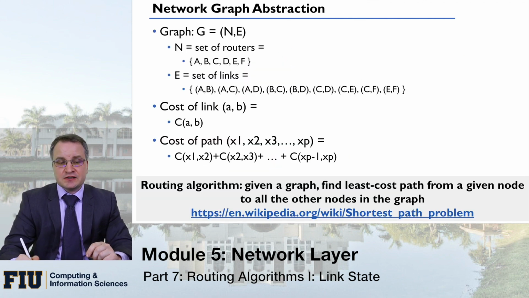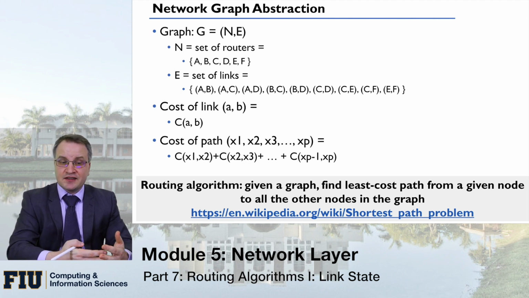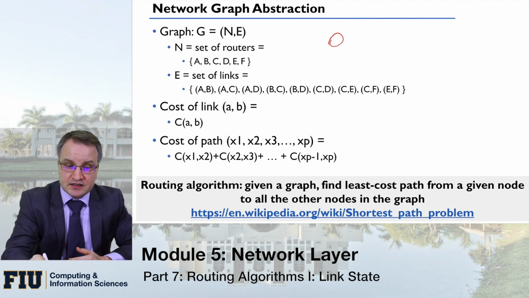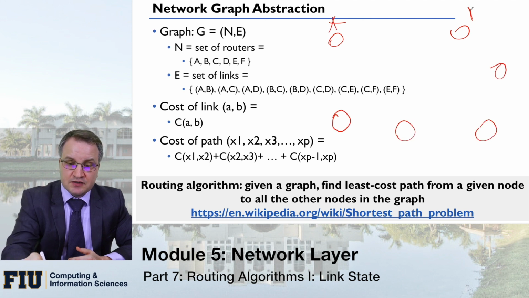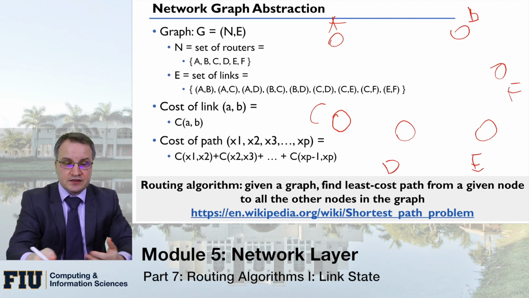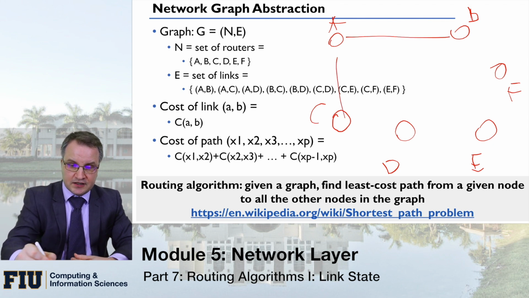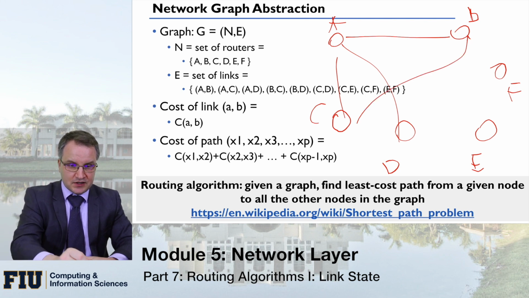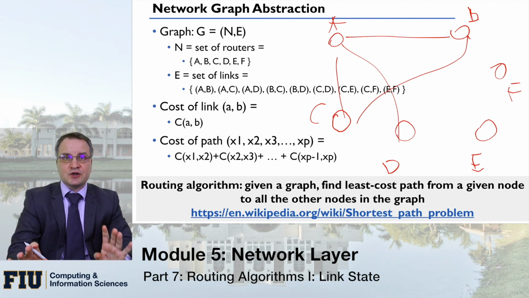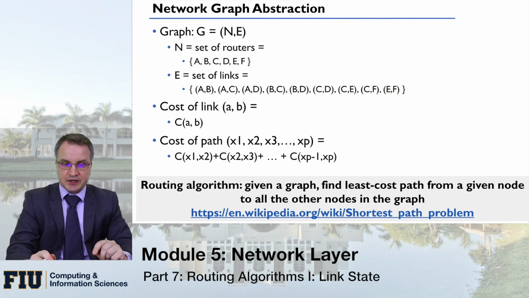For the further discussion, we're going to use a very simple graph notation, where N is a set of routers and E is a set of links. So if we have A, B, C, D, E, F, that would be the set of routers, and the set of links is just AB, that's one, AC, probably the other one, AD, BC. Let me just finish drawing what I have here. Anyhow, I hope you got the basic idea of what is happening.